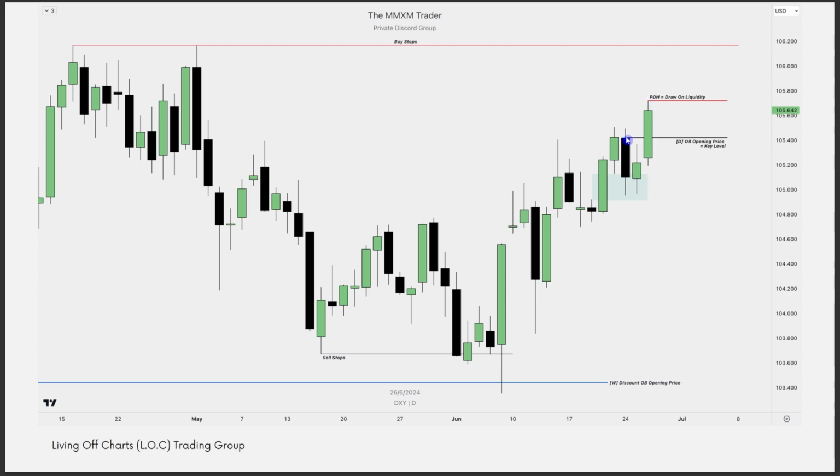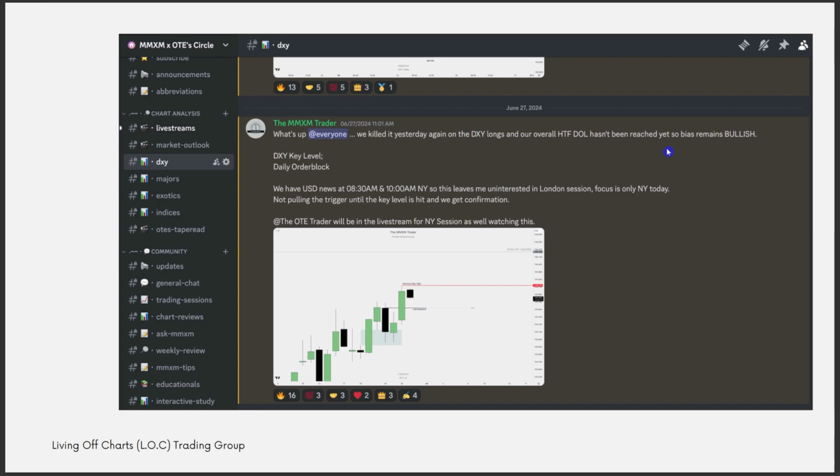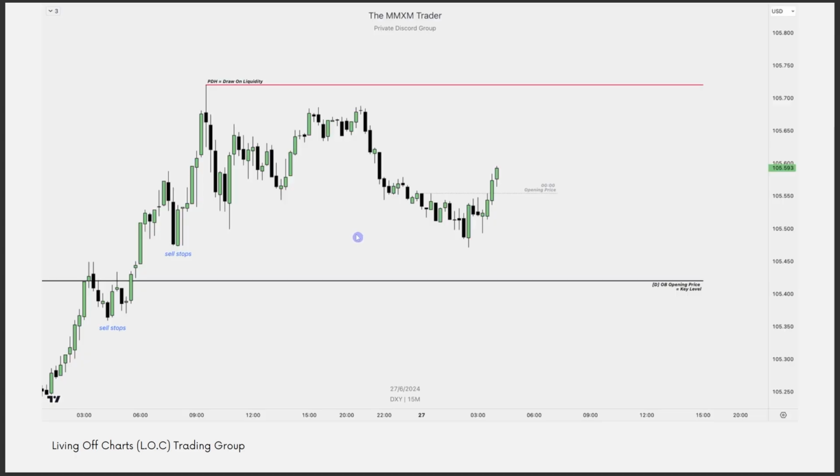We've got this key level, and now we just want to see if we can reach a discount area where we can reverse from. So now we're going to break it down as well. Beforehand, as always, yesterday we killed it on DXY. So now we have a new key level, which is the daily order block, and we have news during New York. So we're going to skip London session and we're going to be focused on New York session. Now, I live streamed during New York session and I broke down this price action to perfection. I will show you at the end of this video, a compressed clip of the live stream. And yeah, let's go further into these charts, right?